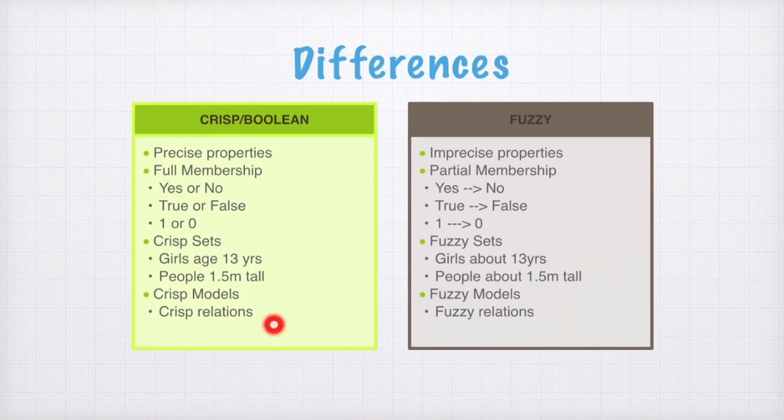So when we try to build models in Boolean or crisp, we call it crisp. We always have crisp relations. Meanwhile, in fuzzy, the relations are fuzzy.